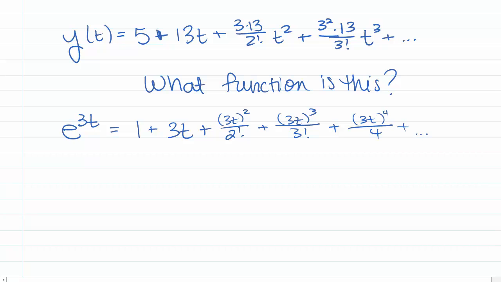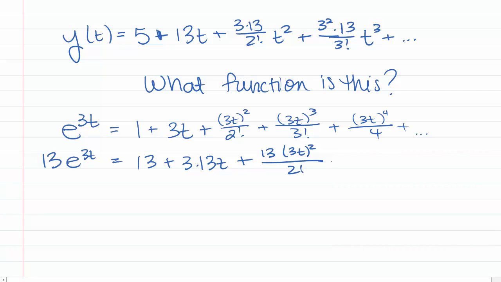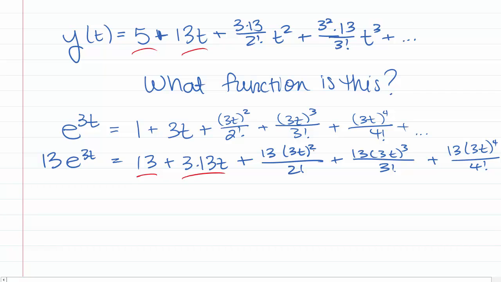So the question is, how is that like what we had before? Well, what's different? Well, there seems to be lots of 13, so let's try multiplying everything through by 13 and then see if it starts to look closer. So now we have 13 plus 3 times 13t plus 13 times 3t squared over 2 factorial plus 13 times 3t cubed over 3 factorial plus 13 times 3t to the 4th over 4 factorial plus dot dot dot. Okay, now let's compare. The first few terms, notice, are kind of off. We'll have to fix those later. Can we look for a pattern in these higher terms?